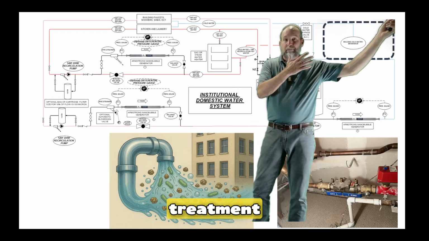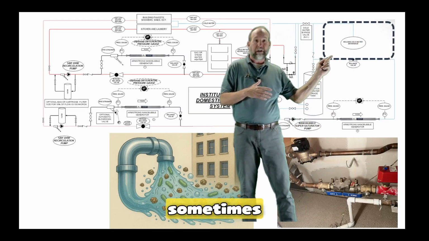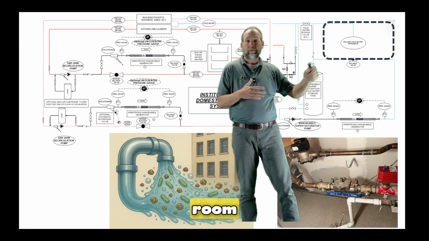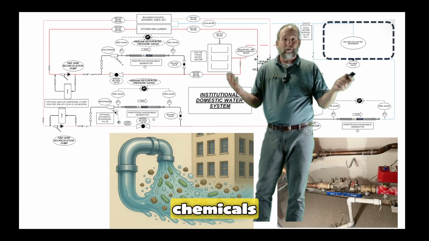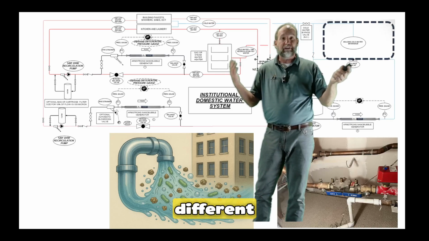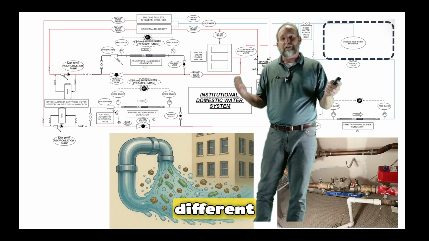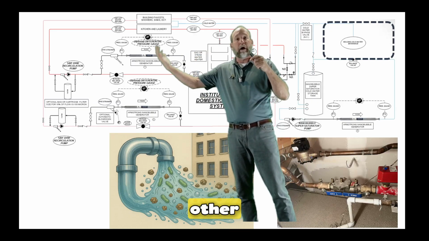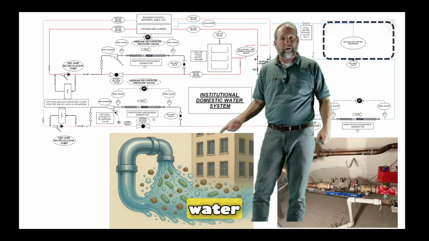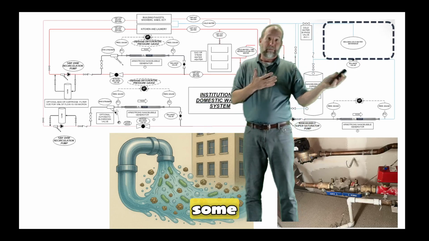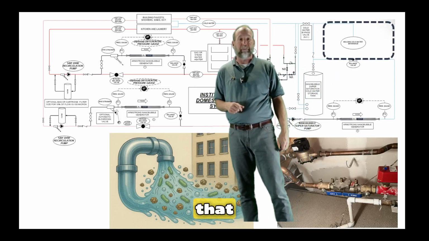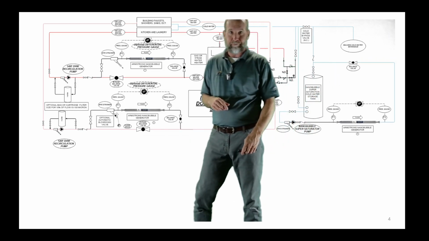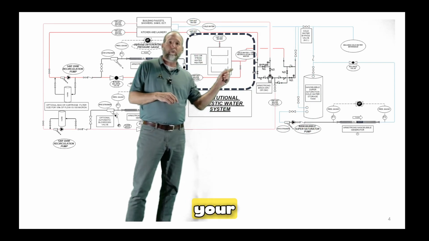Chemicals that the water treatment facility puts in it. Sometimes in the water entrance room, you'll be adding some chemicals like chlorine or monochloramine or different things. So there's all kinds of different chemicals, minerals, metals, oxygen, other types of gases in that water. Some of them are helpful, some of them are not so helpful, and we're going to talk about that and unpack it for you.